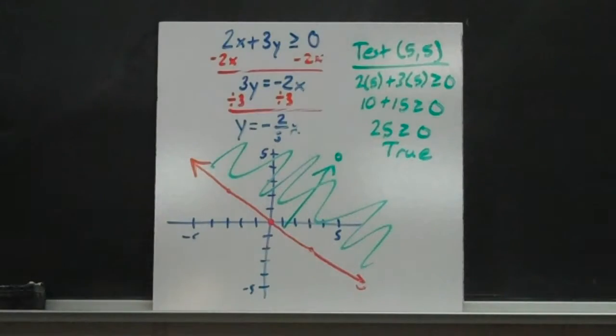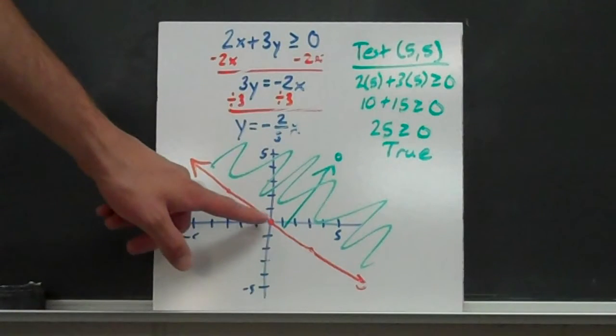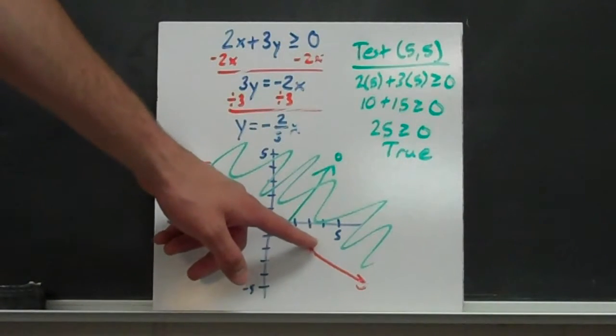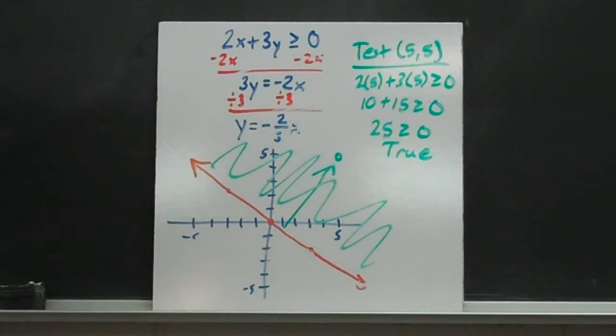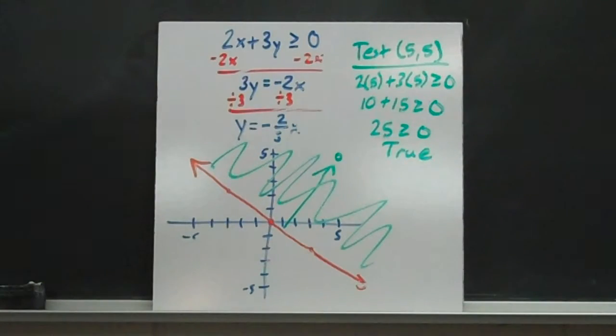So our graph is going to start at 0 because we don't have a b value. So we start at 0, our slope is negative 2/3, so we go down 2 over 3, down 2 over 3. And this time it's a solid line because of the equal to symbol. So we have our line drawn.